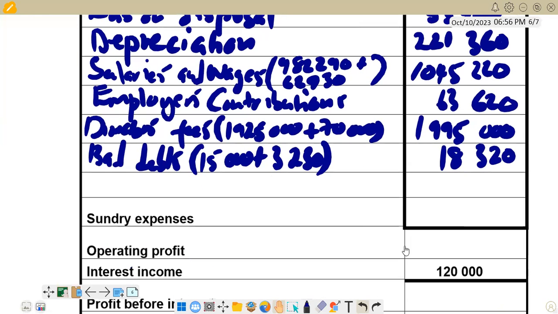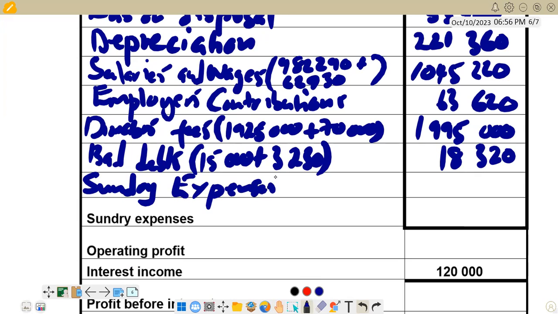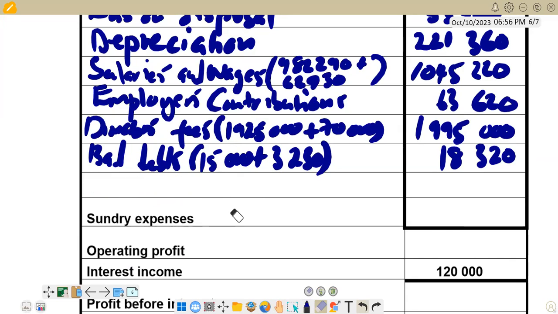Sundry expenses. Sorry, the sundry expenses is already entered there, so no need to write it here. We have sundry expenses here, so we put the balancing figure there. So that is what we have in terms of expenses.